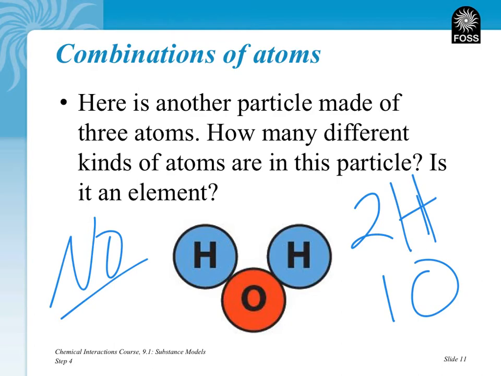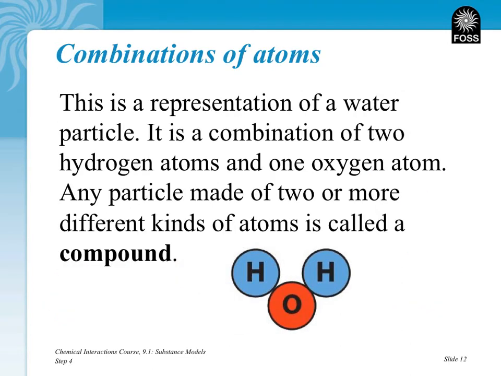2 different elements. They make up one particle of matter, and 2 H's and an O makes H2O, you might know. This representation of a water particle, like we talked about, is 2 hydrogen atoms and 1 oxygen atom. Any particle made of 2 or more different kinds of atoms, key thing there is different kinds of atoms, is called a compound. And most matter is compounds.